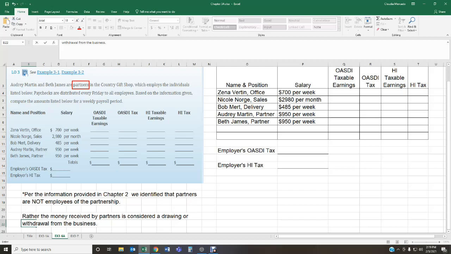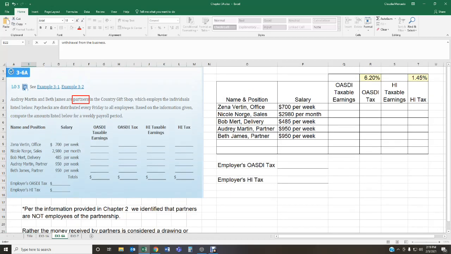Okay, so let's work on the calculations. I've copied the information from what was provided over here so we could do our calculations. Once again, it's important to note that your OASDI tax is 6.2%. Your HI tax is 1.45%. So we're going to do the same thing that we did last time. In the last problem we did, the first thing we're going to do is identify how much is taxable for OASDI tax purposes.